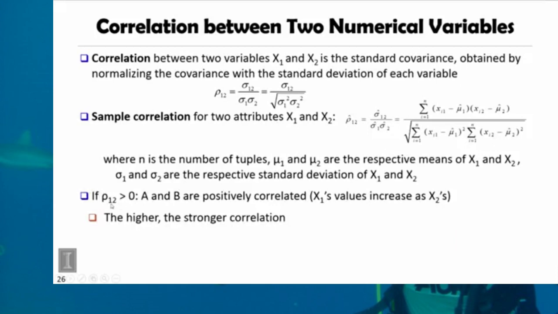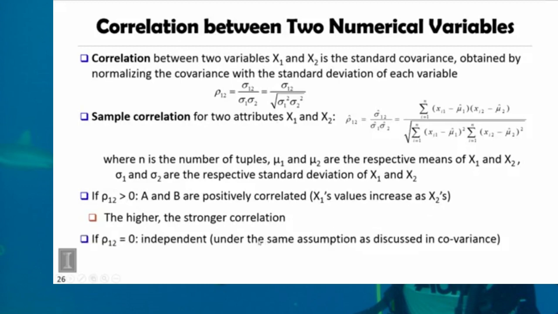Then if this correlation coefficient is greater than 0, that means x1 and x2 are positively correlated. That means x1's values increase as x2's do. The higher the value is above 0, the stronger the correlation. If rho 1,2 equals 0, that implies they are independent under the same assumption as discussed for covariance. If it is less than 0, they are negatively correlated.